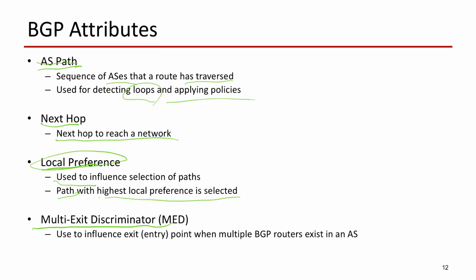Multi-exit discriminator is used to influence the exit point when multiple BGP routers exist in an AS. Let's say an AS may have different BGP routers. Then which one should I talk to? If I want to talk to this guy, I should talk to this one. If I talk to the one all the way west, then I should talk to that one. So I have to maintain some level of information, since ASs may have multiple BGPs.